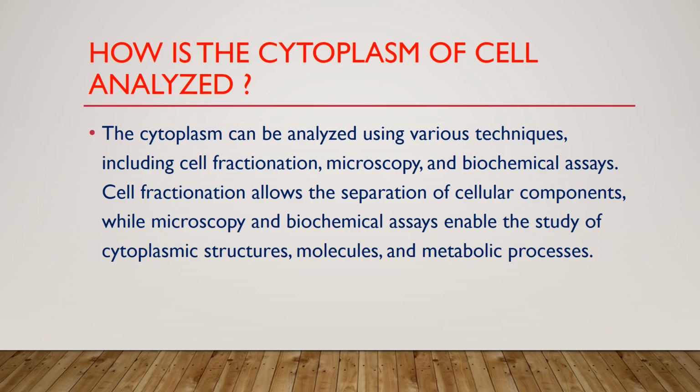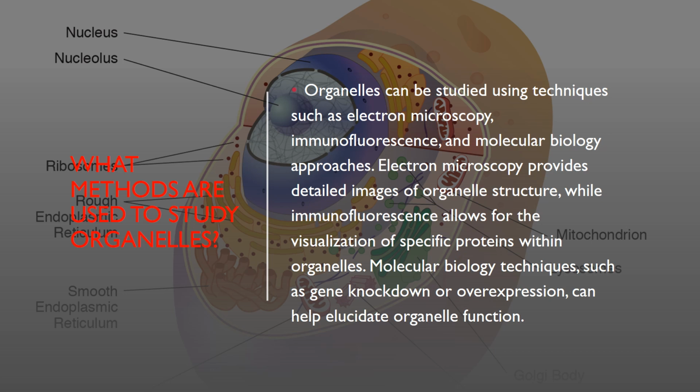How is the cytoplasm of a cell analyzed? The cytoplasm can be analyzed using various techniques including cell fractionation, microscopy, and biochemical assays. Cell fractionation allows the separation of cellular components, while microscopy and biochemical assays enable the study of cytoplasmic structures, molecules, and metabolic processes.